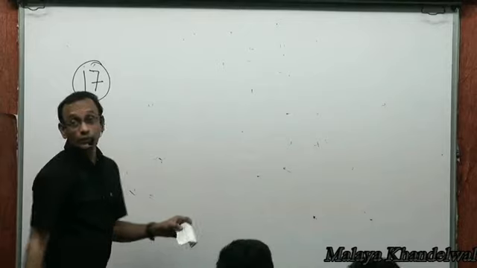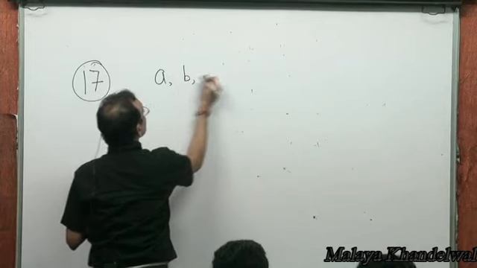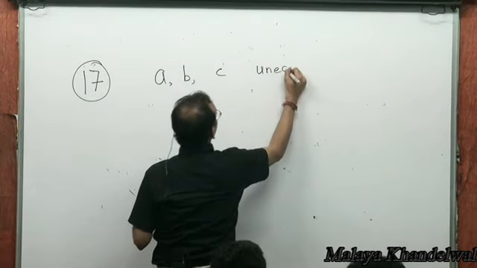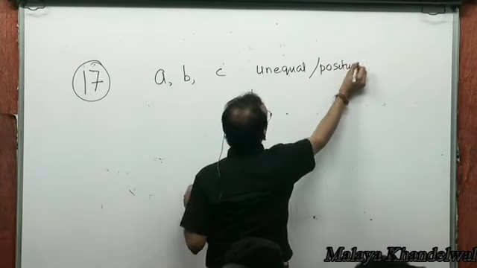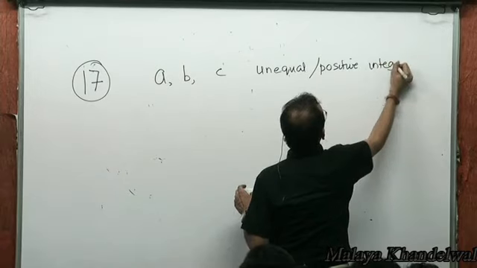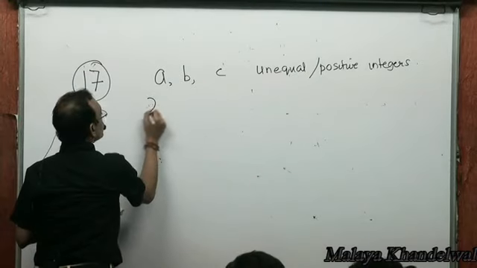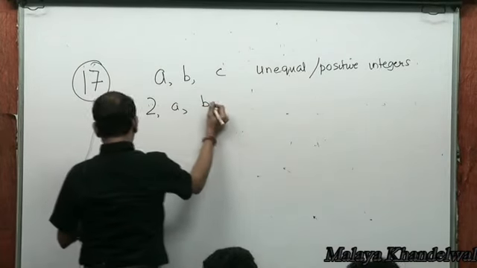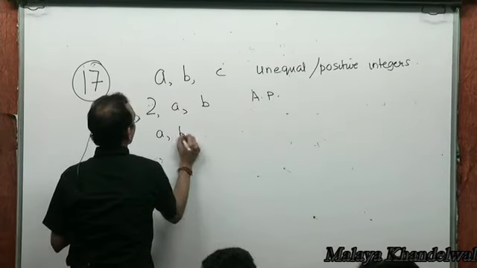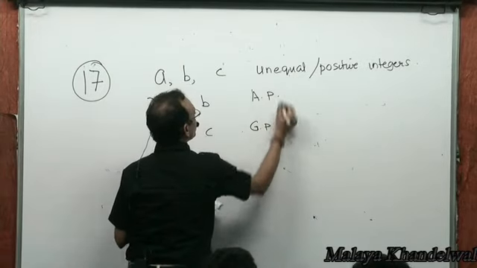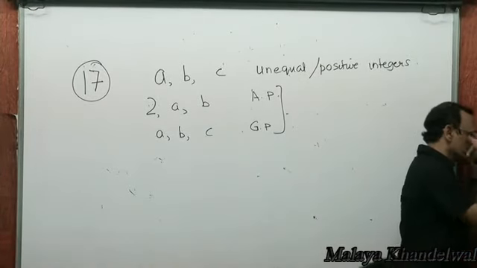Find 3 unequal positive integers a, b, and c. A, b, and c are integers, unequal and positive, such that 2a, b, c form an AP and a, b, c constitute a GP. All right, let's look at it.